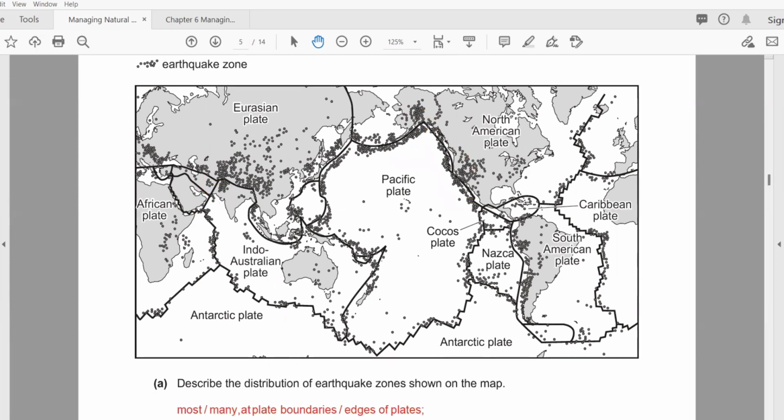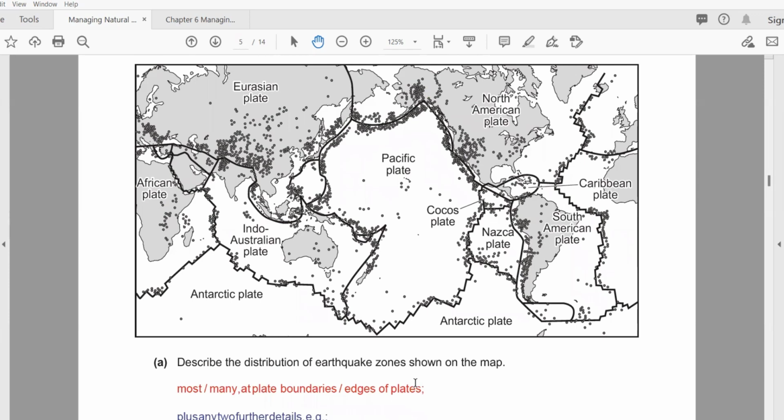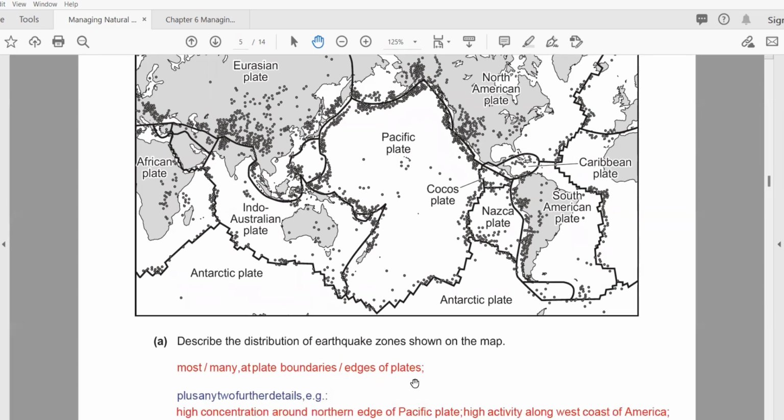Yes. Most earthquakes happen at the plate boundaries, at the edges of the plates. You can see this one, and you can give examples. See the North American plate, you have a lot, and on this side you have a lot, and then the Eurasian plate, you have a lot. So like this, you can even give the names of the plate boundaries.